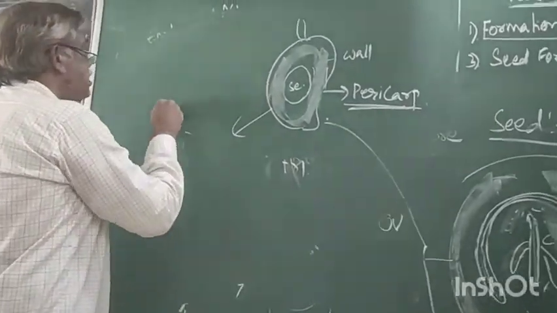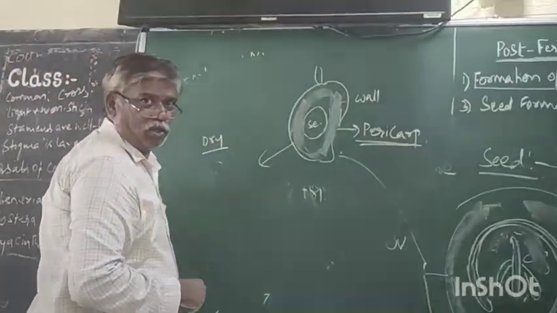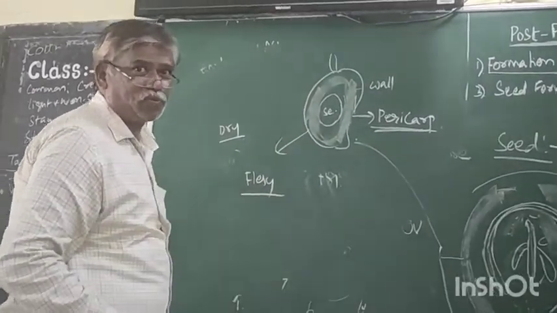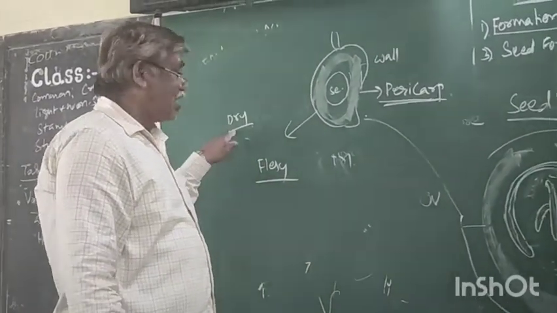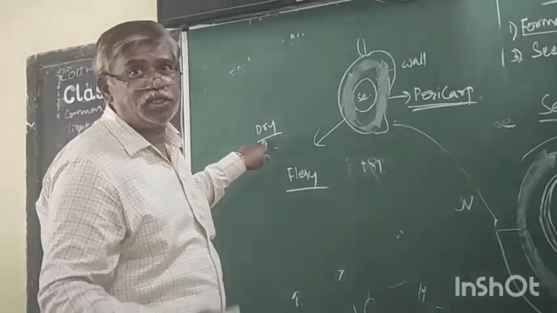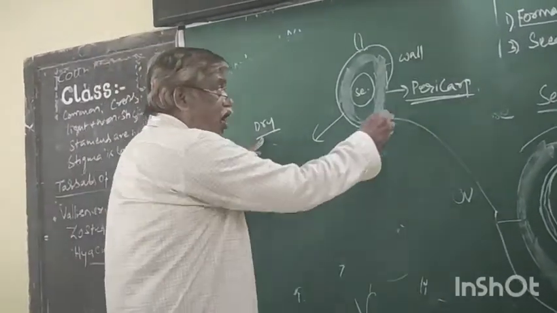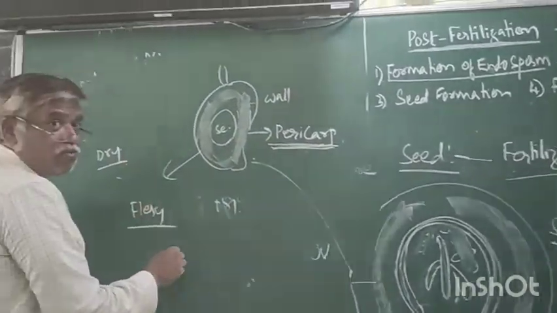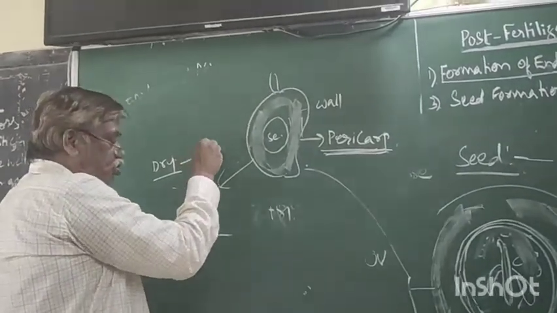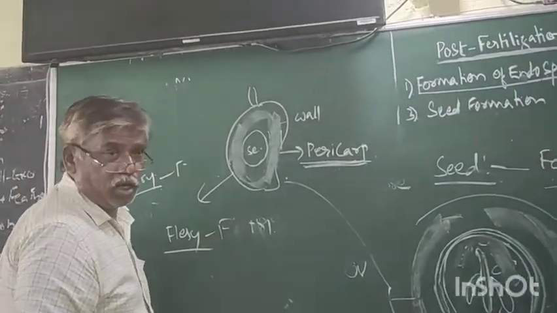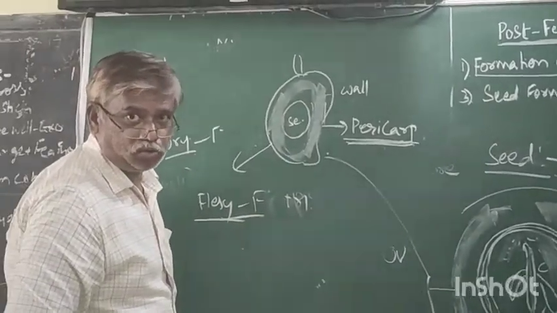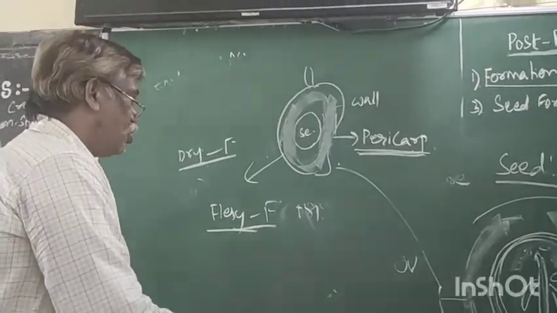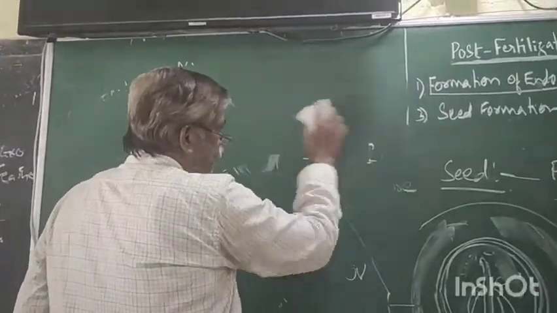The pericarp may be dry, right? May be fleshy pericarp. Mango, fleshy; groundnut, dry. Based on the nature of pericarp, the fruits are classified into two: dry fruits and fleshy fruits. Fleshy fruits, mango. Dry fruits, groundnut. Right? Now come to this.